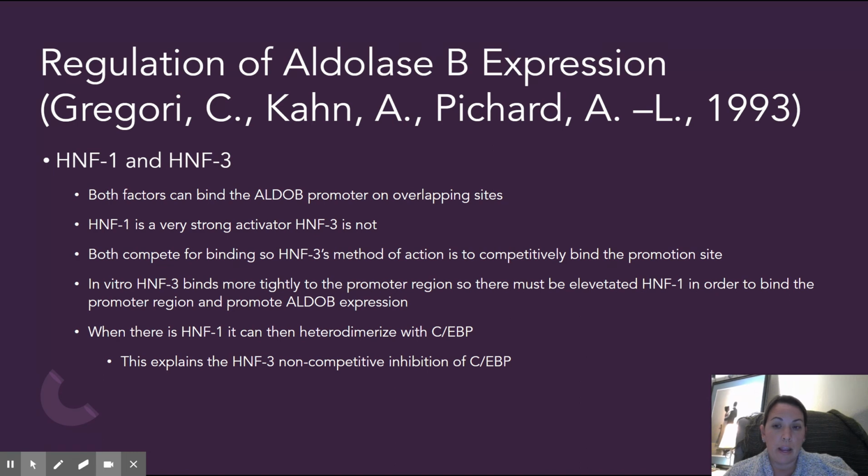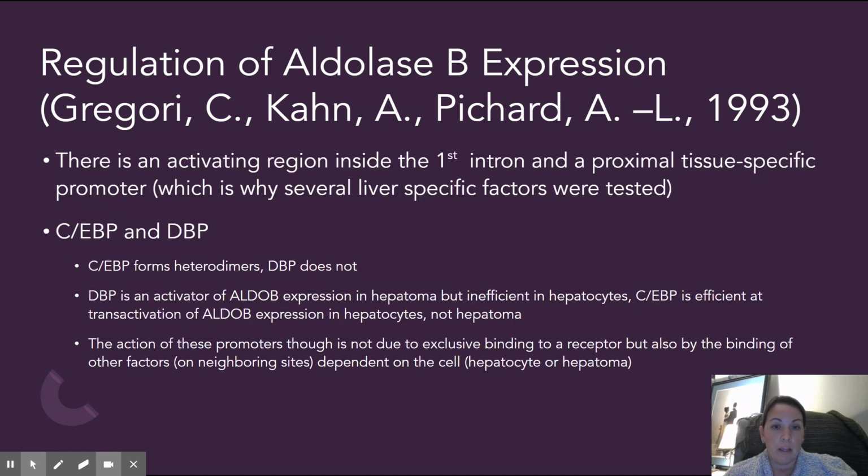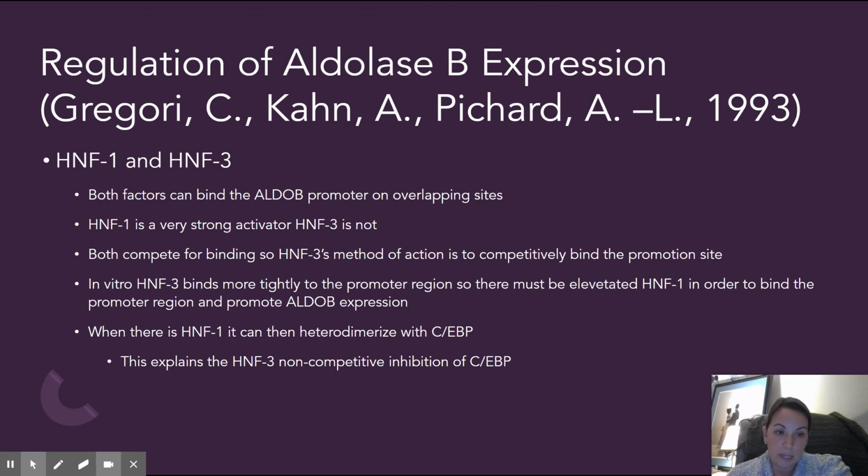When HNF1 is present, it can then heterodimerize with the CEBP, and that also causes the expression of the ALDO-B in the hepatocytes. So this also explains why HNF3 has an effect on the CEBP upregulation of ALDO-B gene expression. It's a non-competitive effect, as the effect of HNF3 on CEBP is secondary. It's more caused by its effect on the HNF1.